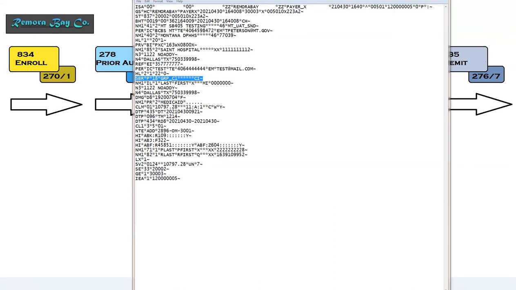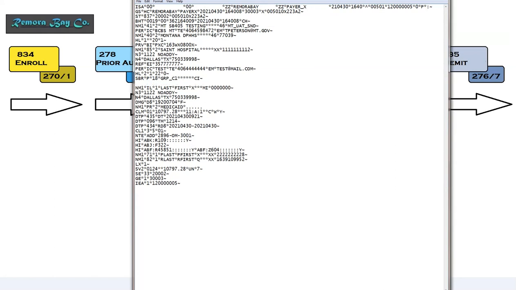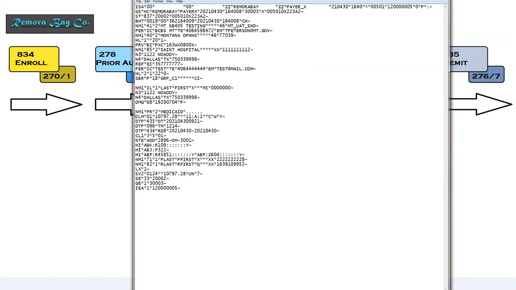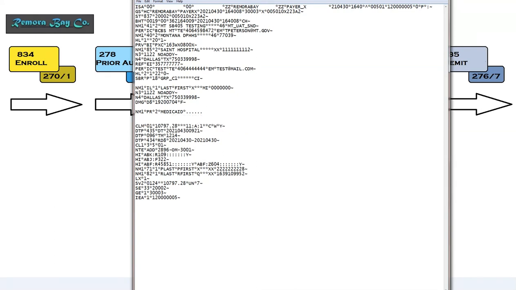This first element in the SBR tells us that the payer is a primary. Now, right after the SBR, you'll see the NM1 IL, which is right here. And then below that is the NM1 PR. Now, remember I mentioned to you that in the 837, these transactions are actually located in the same loop.